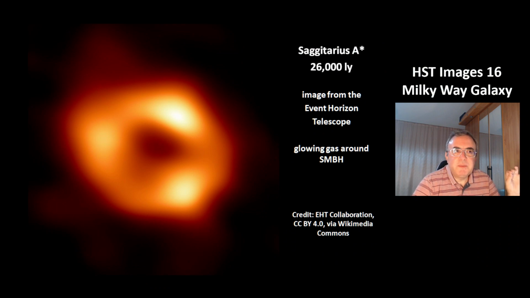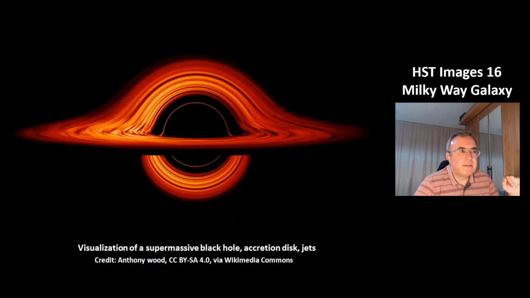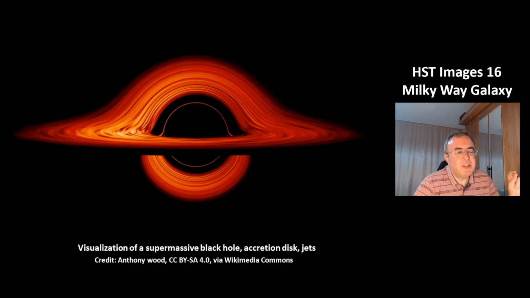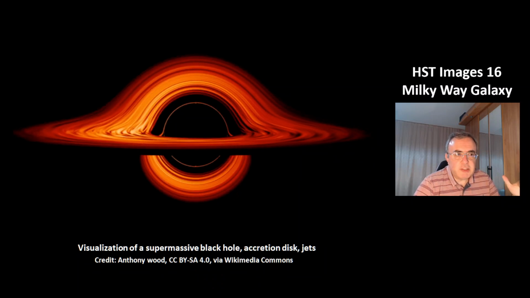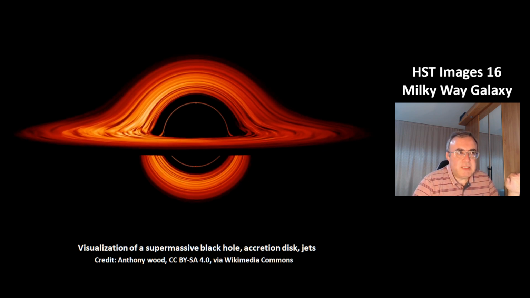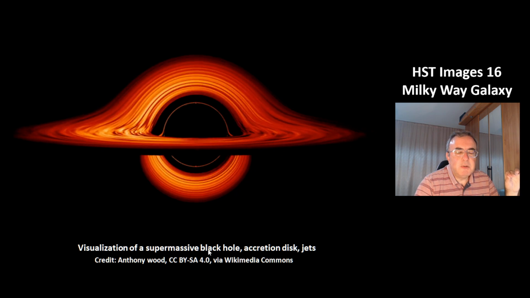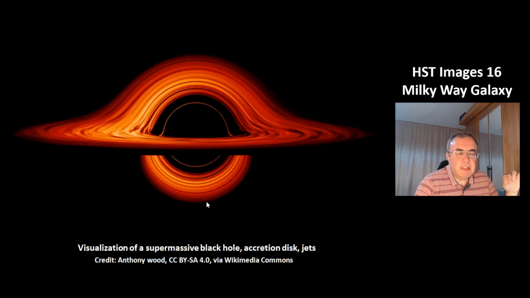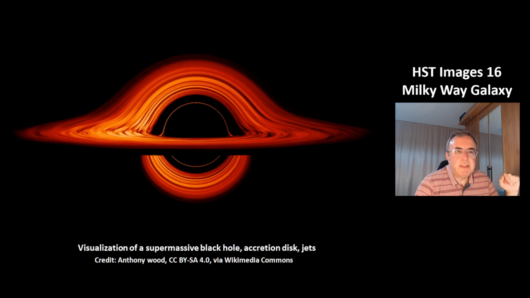This is an image of the Event Horizon Telescope of the supermassive black hole Sagittarius A star at a distance of 26,000 light years. And this, you can see the glowing gas around the supermassive black hole that is in the accretion disk, and the friction causes it to glow. This is a nice visualization of a supermassive black hole with its accretion disk, and if matter falls into the black hole, then you get the jets at the poles, and the matter in the jets is accelerated to a very high speed.